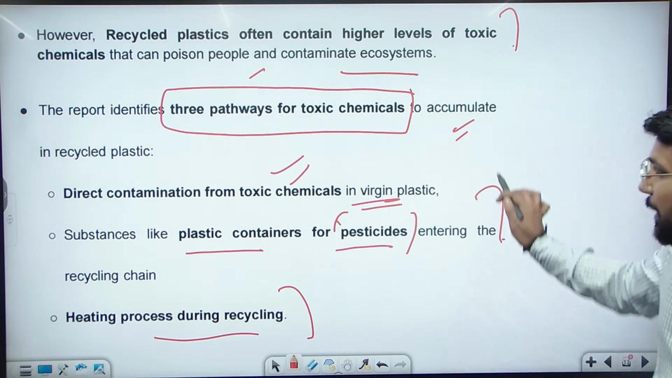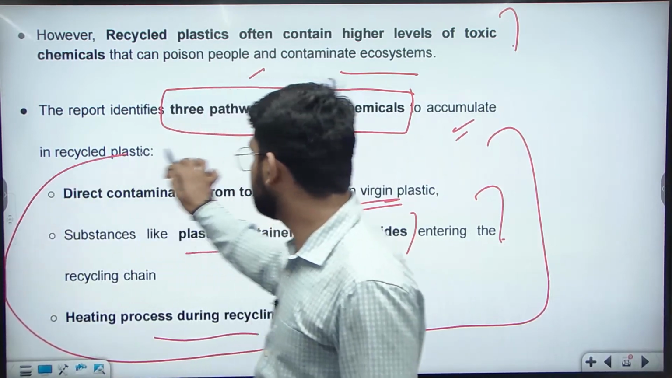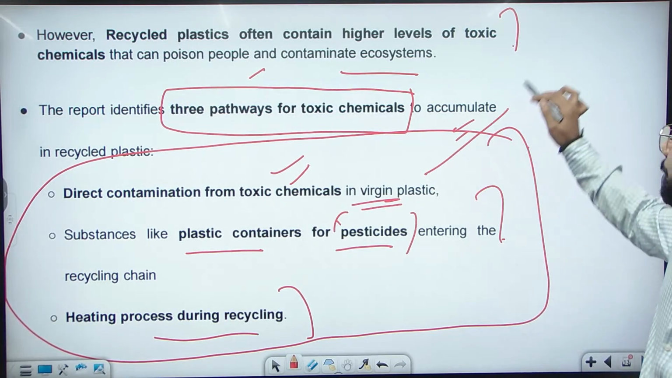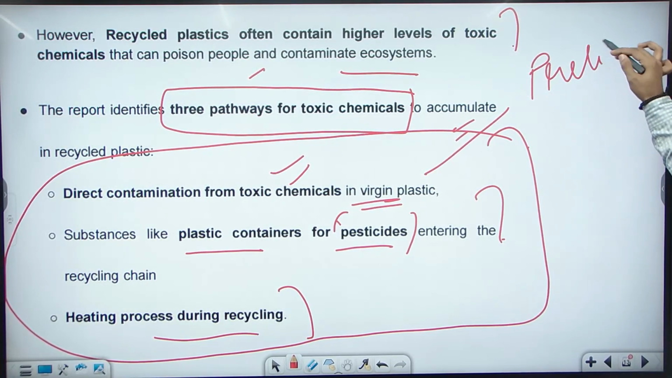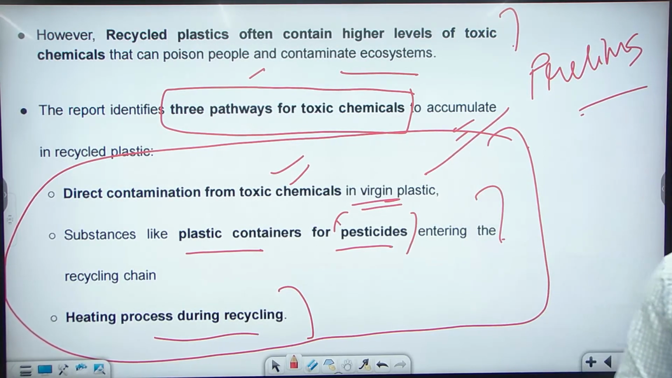Okay, so these are the major issues. You can write these issues if there is a question related to it. Direct contamination from the toxic chemicals, even it can be in the prelims. 3 statements, how many statements are correct related to plastic recycling toxicity? कौन सी 3 statements हो सकती हैं that can be impacted?